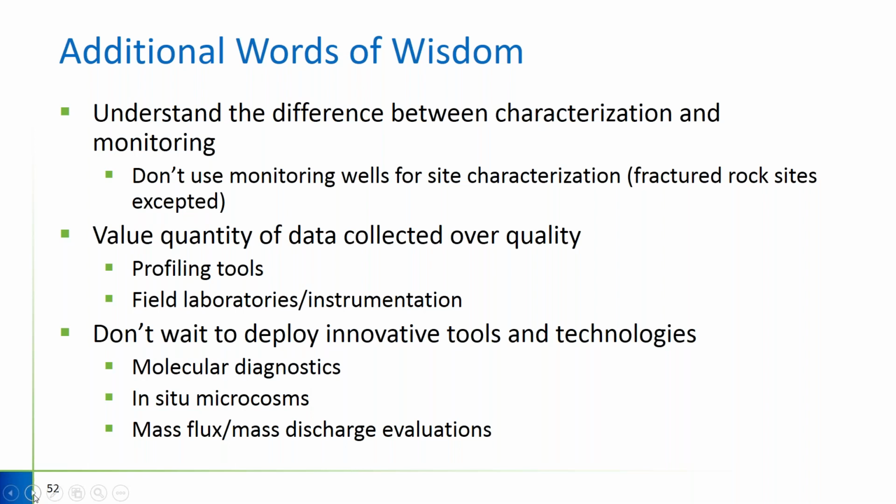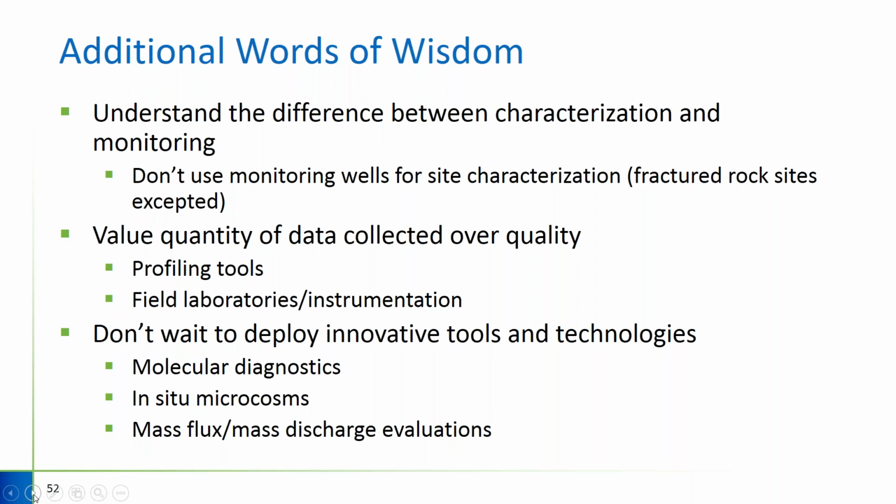And then a last word is to not wait to deploy some of the innovative tools and technologies that are out there. So some examples that I've got here are things like the molecular tools. So if you have a site, maybe it's a petroleum site or a solvent site, there has been so much work done in advancing how we can characterize the microbial community. For just a few samples, you can really learn a lot about your site that can have implications for how you would select and design a remedy later on, or even how you would assess M&A at a site.